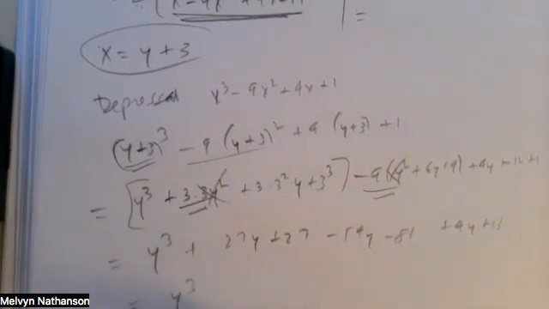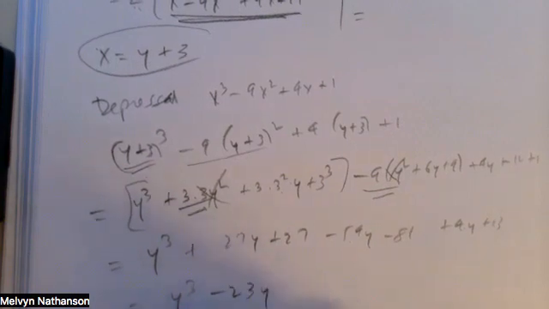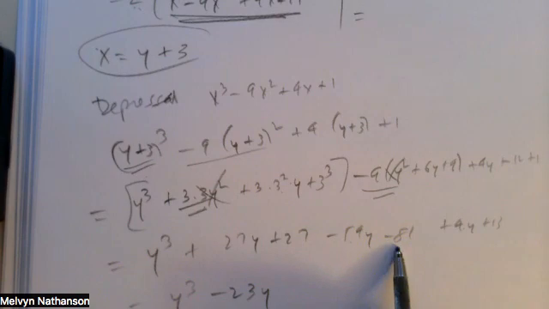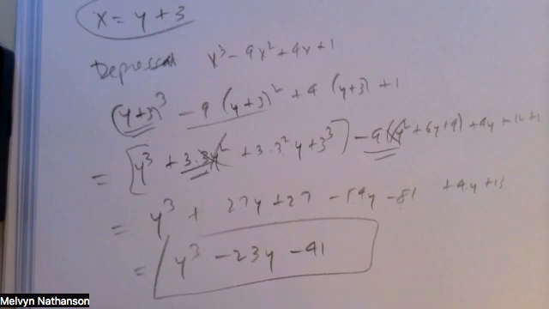This is y cubed. 27y minus 54y is minus 27y, plus 4y is minus 23y. 27 minus 81 is minus 54, plus 13 is minus 41. So if I did the arithmetic correctly, this is the depressed cubic that you get.